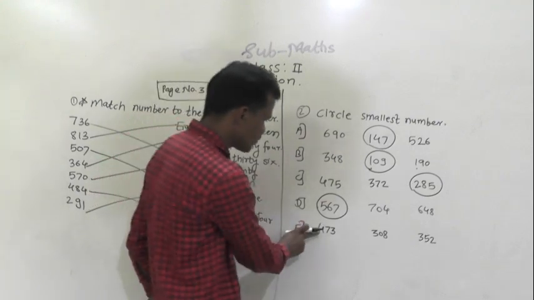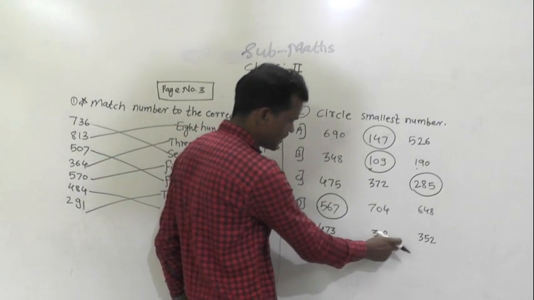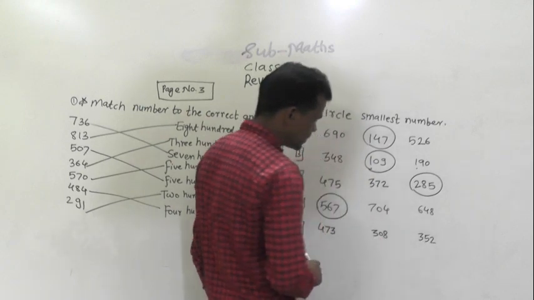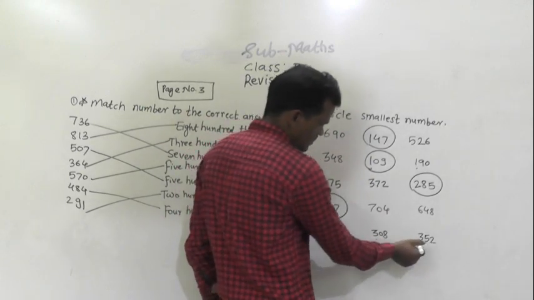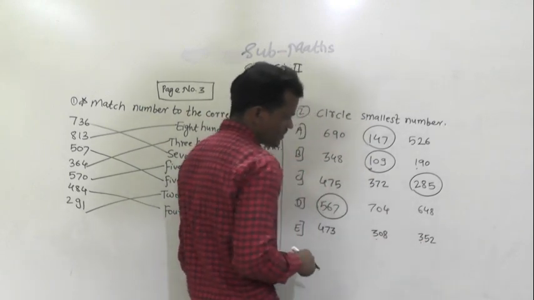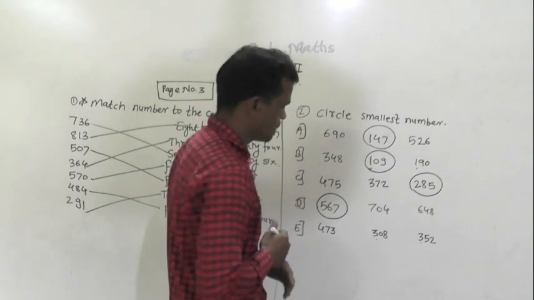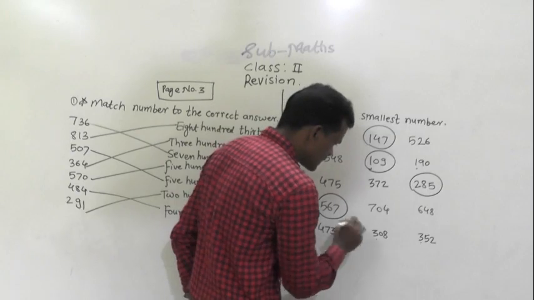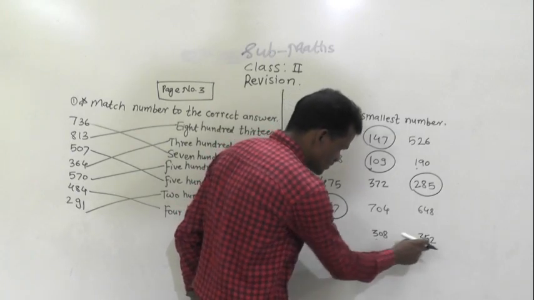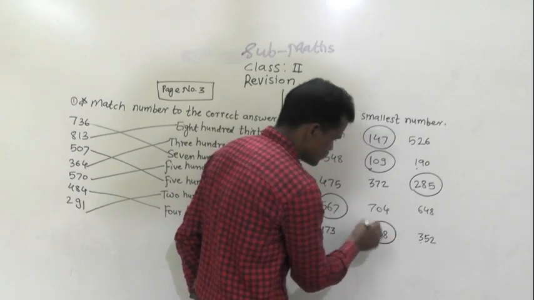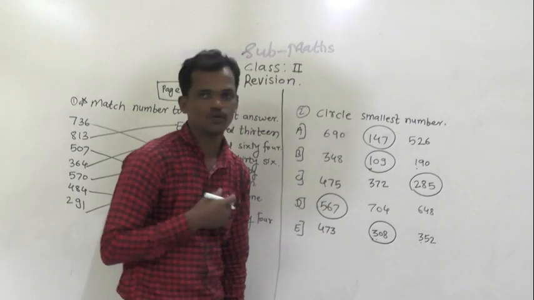Then E: 473, 308, 352. Here you can see both numbers have a common digit at the hundreds place, so compare the tens place digit, here 0, here 5. So this number is the smallest number.